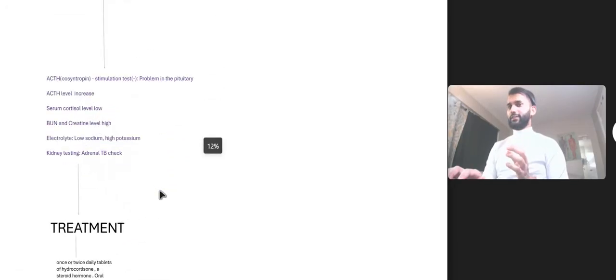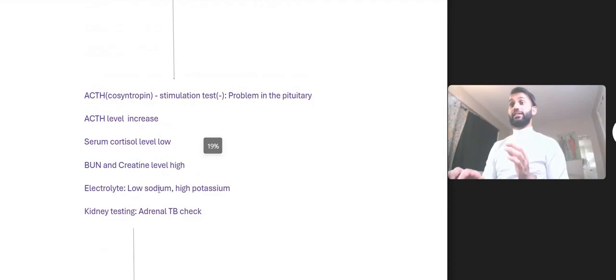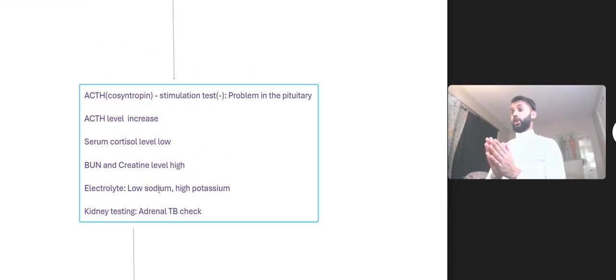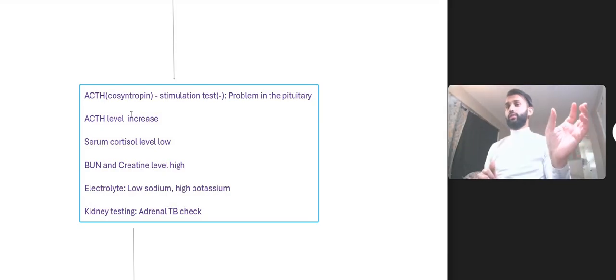When you want to do the test for that, how do you want to test it? There are several things we can do. We are not sure exactly which one is the problem. So we can do the ACTH stimulation test. If it is positive or negative, that can give us an idea if the problem is in the pituitary gland with the ACTH level. In Addison, you'll see an increase of ACTH level as a result of low cortisol production.